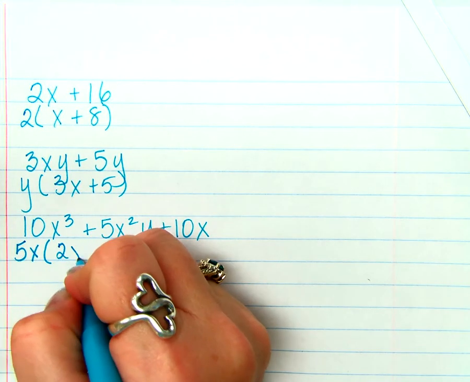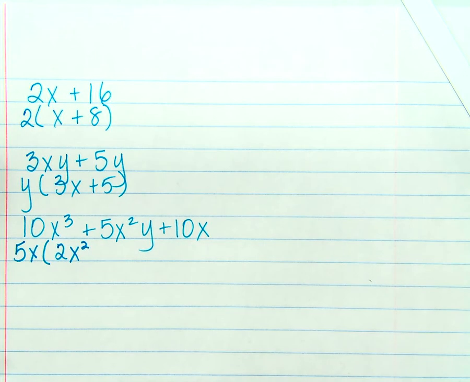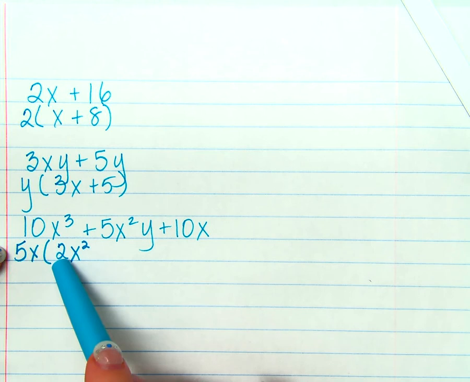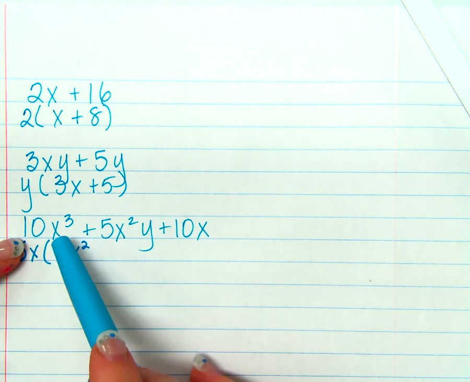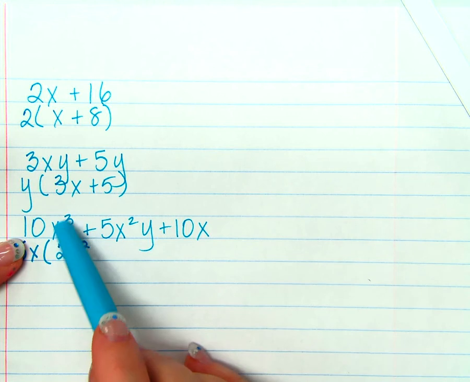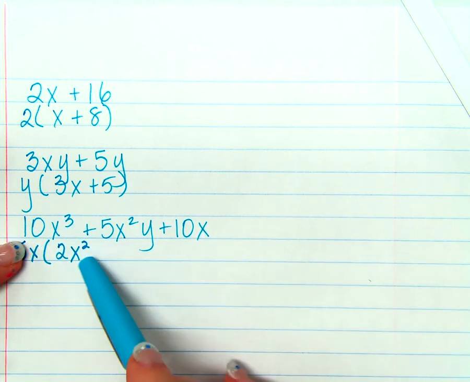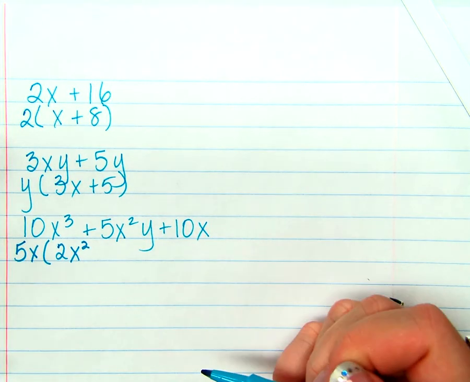2x squared. Why 2x squared? 2 is pretty obvious, right? 10 divided by 5 is 2. Why x squared? Very good. x cubed divided by x to the first power. We subtract our exponents. We have x squared. Good. What about the second term?